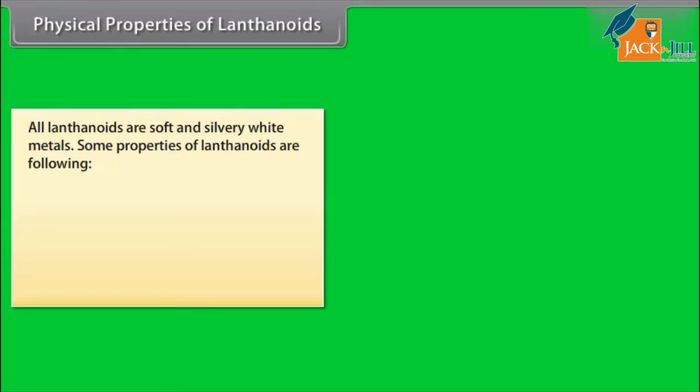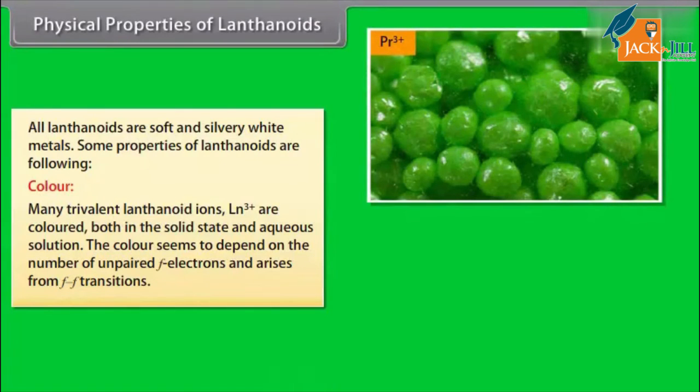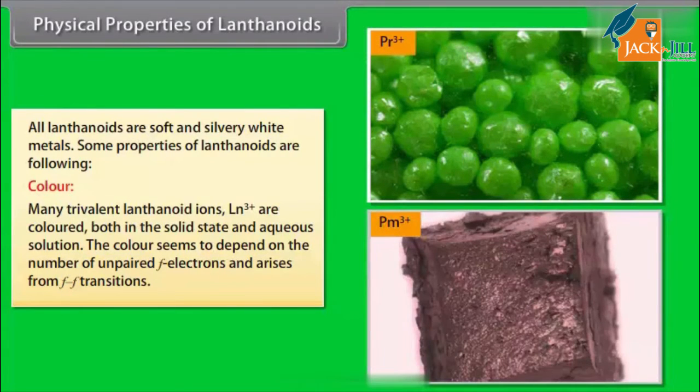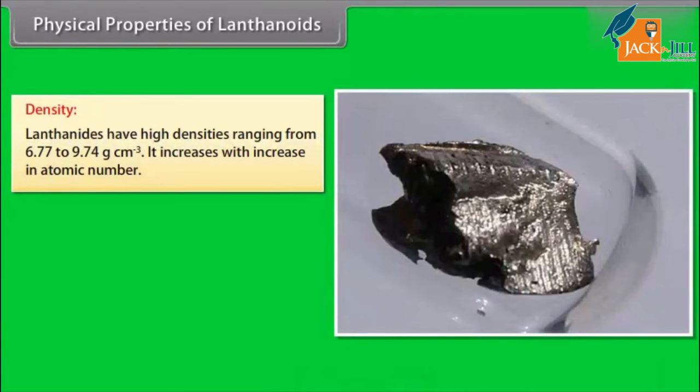Some properties of lanthanoids are the following. Color. Many trivalent lanthanoid ions, Ln3+, are colored both in the solid state and in aqueous solution. The color seems to depend on the number of unpaired f electrons and arises from f-f transitions. For example, Pr3+ is green and Pm3+ is pink. Density. Lanthanides have high densities ranging from 6.77 to 9.74 gram per centimeter cube. It increases with increase in atomic number.